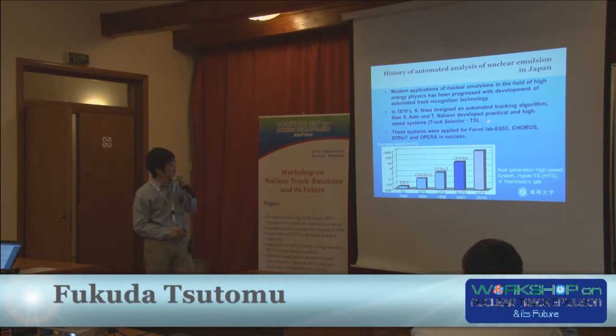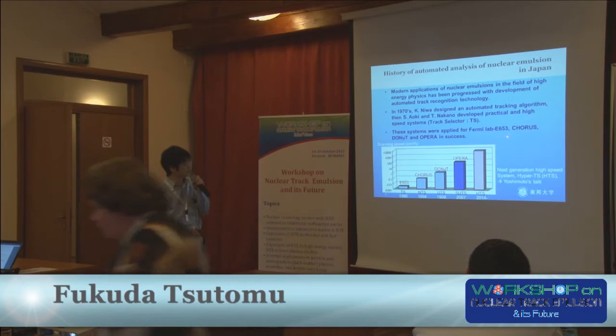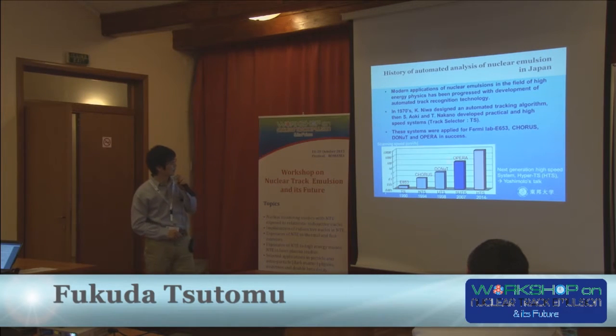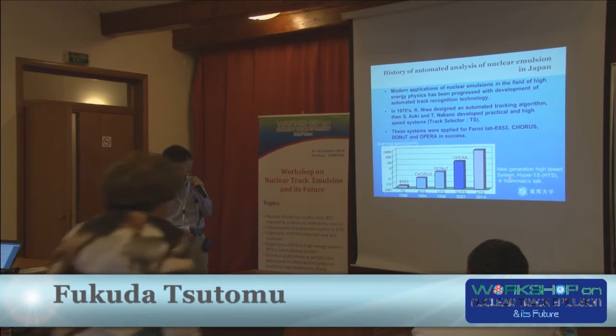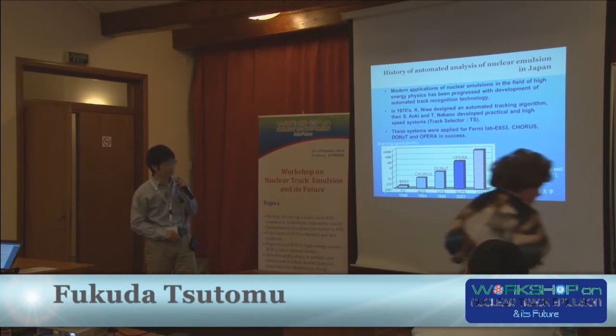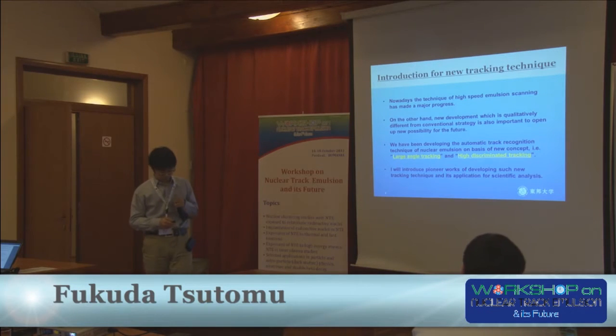We call the track selector TS. And these systems were applied successfully to the Fermilab E653 experiment and the CHORUS, DONUT, and also OPERA experiments. This is the time, and this is scanning speed. And the next generation high-speed system, the Hyper-TS, is covered in today's talk by Yoshimoto. Okay, so this is the introduction for my talk.